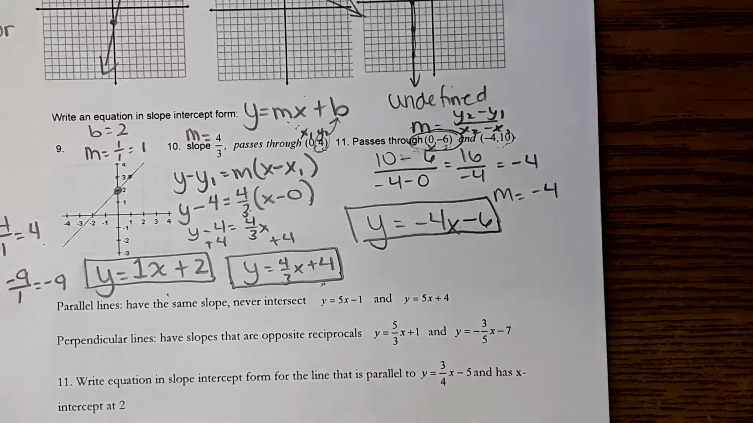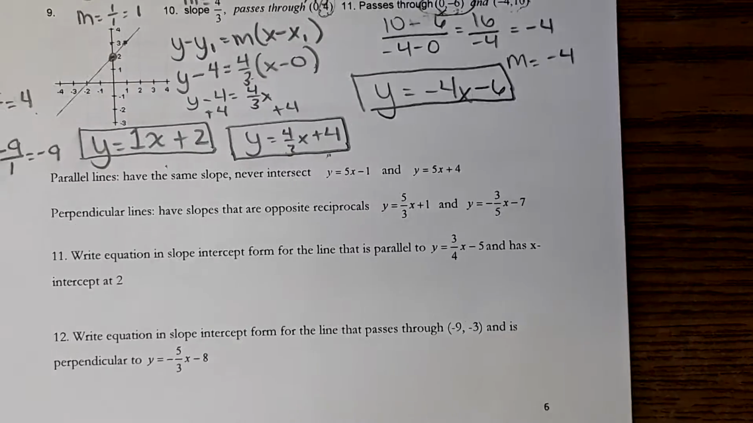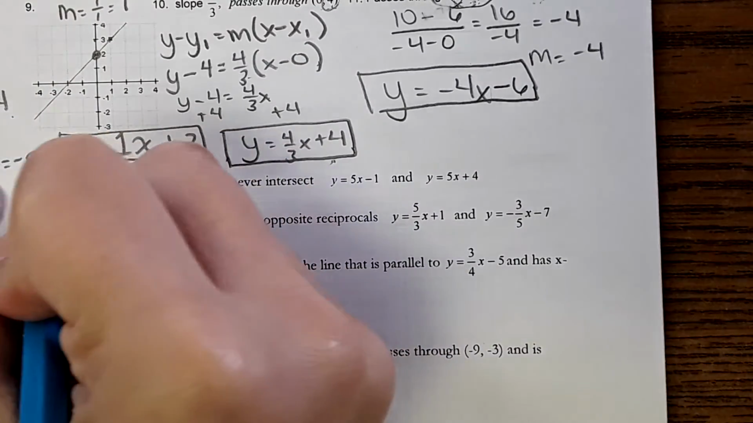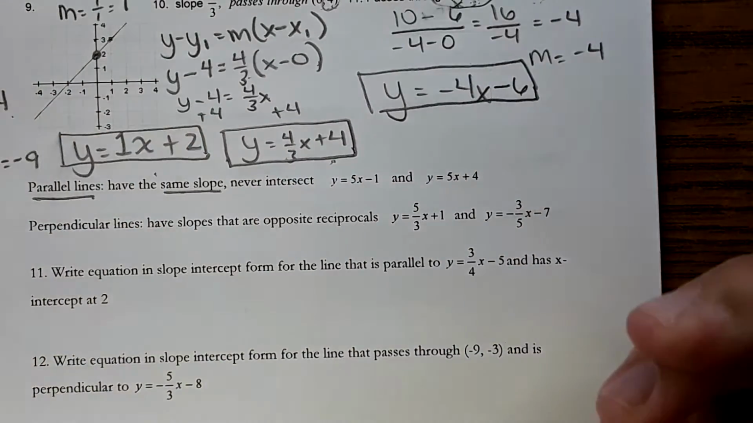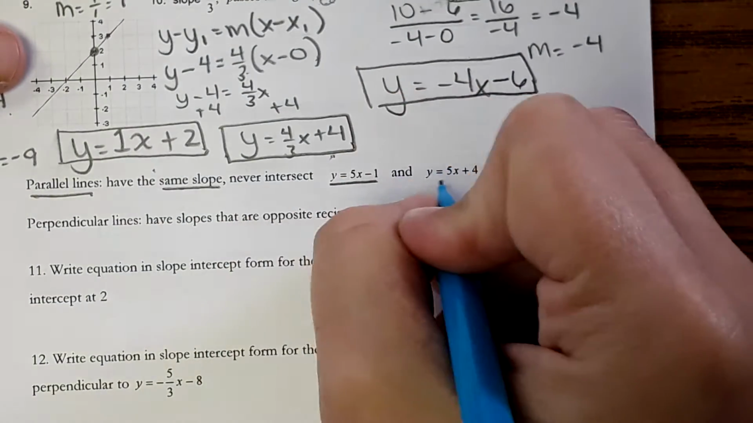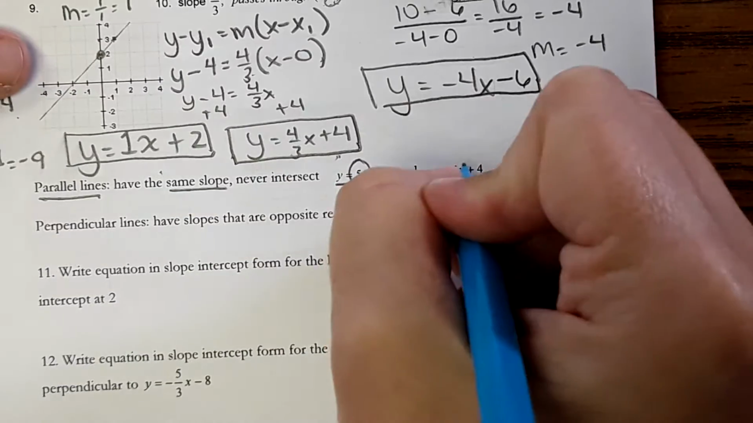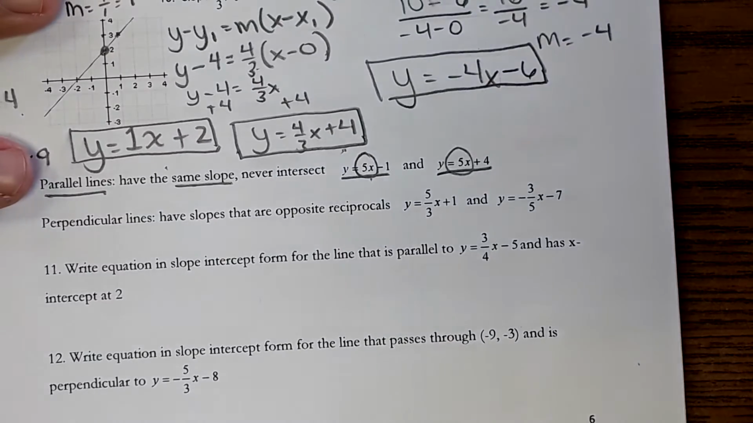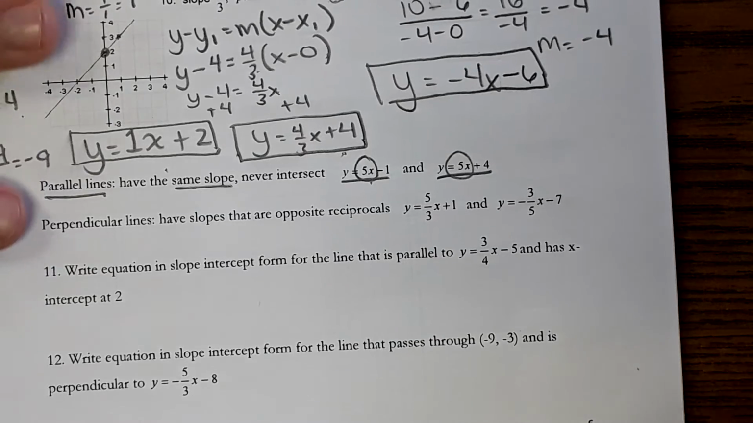Now, parallel and perpendicular lines. I know this comes up in algebra. It also comes up in geometry. So I hope this is kind of a review. If it's not, I'll explain it. Parallel lines have the same slope, and of course they never intersect. So here it shows an example. We have the equation of a line here, and they both have the same slope of 5. So that means that these two lines are parallel.